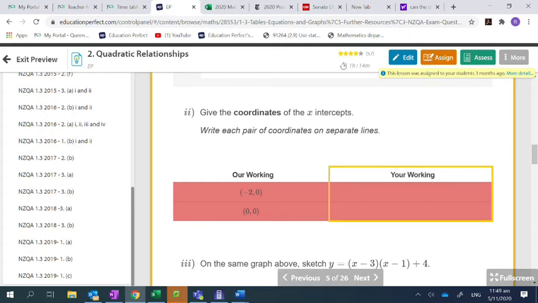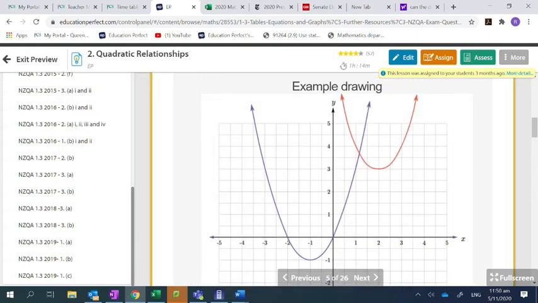On the same graph, sketch this graph. So x minus 3 tells you that the intercept is what? Positive 3. x minus 1 tells you the intercept is what? Positive 1. Plus 4 tells you that it's been shifted up 4. Okay? Now, the graph looks stupid because it cannot be shifted. Guys, think about it. What were the intercepts? Positive 1 and positive 3.